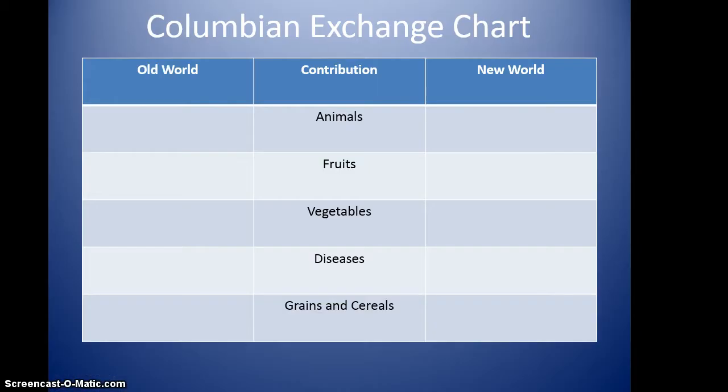So let's look further at the Columbian Exchange. In a few minutes, you're going to pause the video and you're going to create this chart. On your chart, you're going to have 3 columns: Old World, Contribution, and New World. So what things did the Old World give to the New World? You're going to put here. And what things did the New World give to the Old World? You're going to put here.